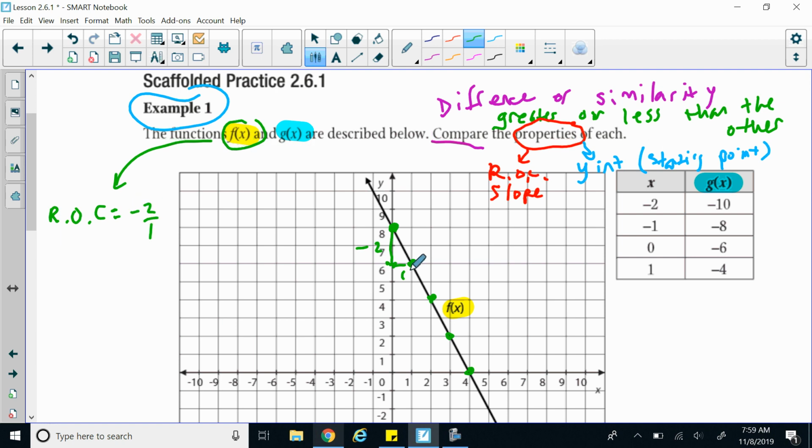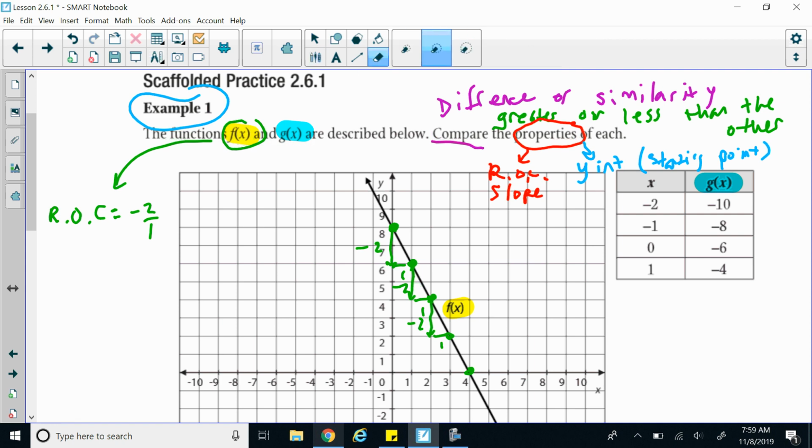But I'm just going to check it a couple more times. So from this point to this point, I went down 2 over 1. Oh, that's -2 over 1. Let me check it one more time. Down 2 over 1. Hey, that's a constant rate of change, which means that that should be a line, which is what it looks like.